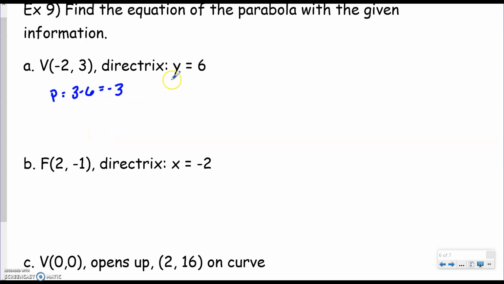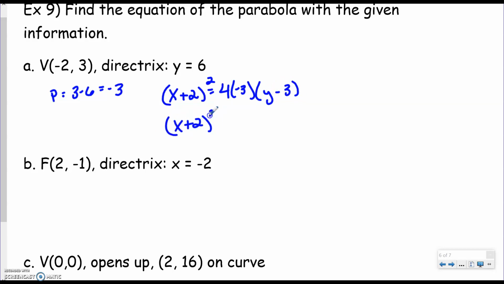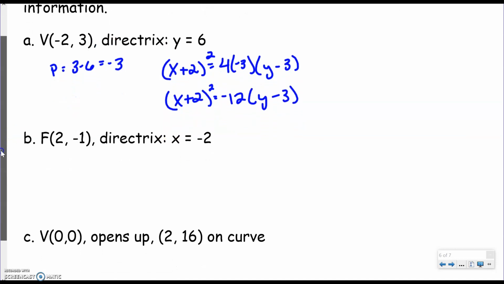When I plug this in, since it's above and below, I know it's going to be x squared, but my vertex is 2, so x minus negative 2 squared equals 4 times P times y minus 3, and then we can simplify. So x plus 2 quantity squared equals negative 12 times y minus 3. And we can leave it like that, or you could distribute and square this out and put it all in general form, but we'll leave it there.